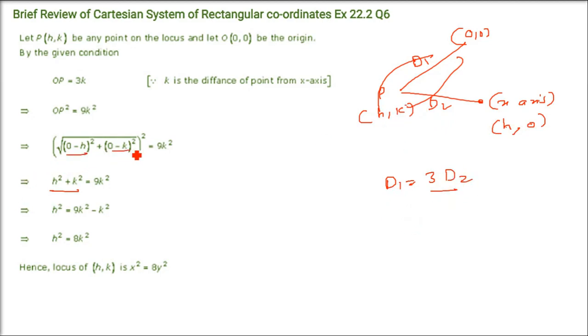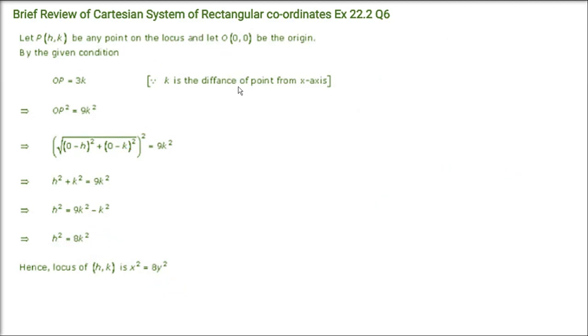Now we'll square them. See, this is the root of h square plus k square. Now we'll square them. So only h square and k square will remain on the left hand side, and on the right hand side you will get 9k square, because we have squared it. 3 3s are 9, and this is k square. So h square plus k square equals 9k square. When we rearrange it, h square equals 8k square, that is x square equals 8y square, replacing h and k with x and y. So the final x square equals 8y square is going to come.